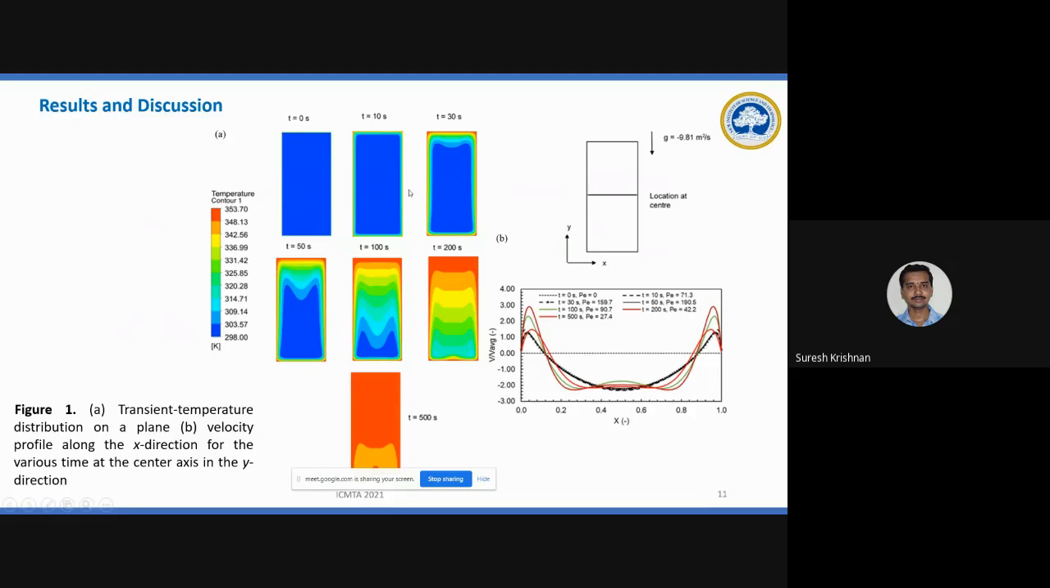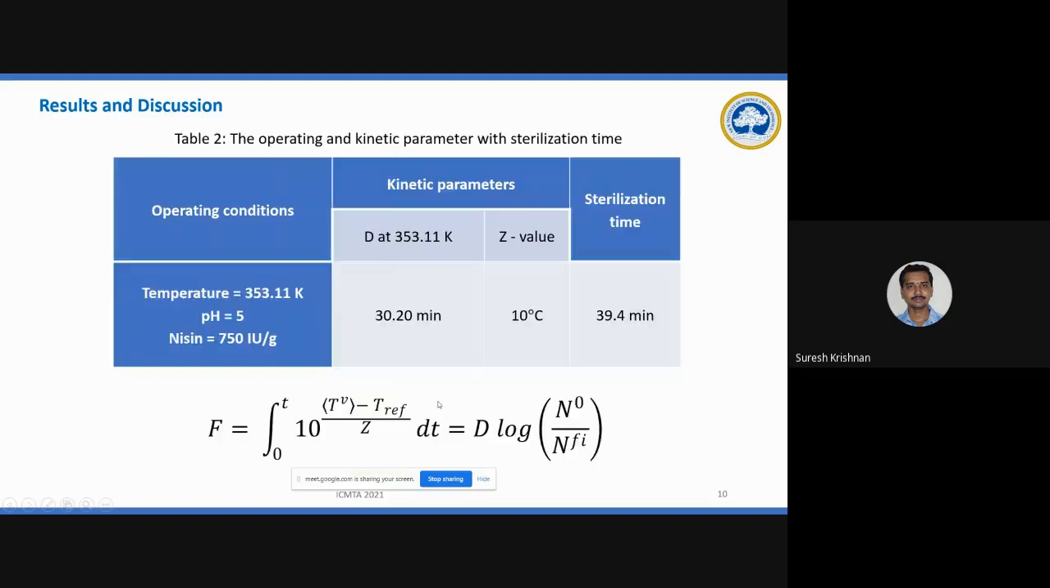The temperature is strongly a function of position, and it is also going to vary with respect to time. But this decimal reduction time clearly says that if you maintain at 80 degrees centigrade, then this is the time required to reduce the initial microorganism concentration by 10-fold.